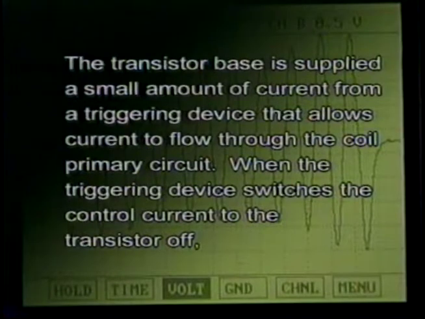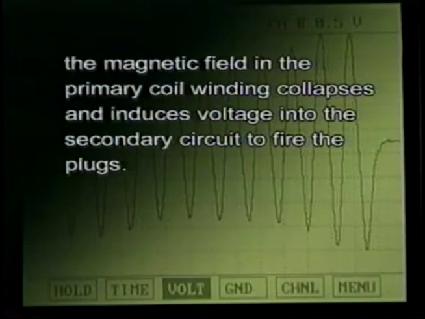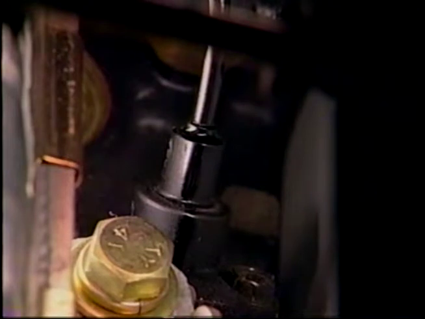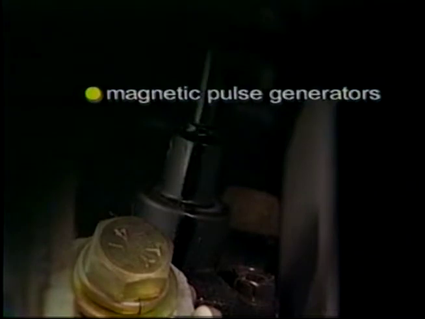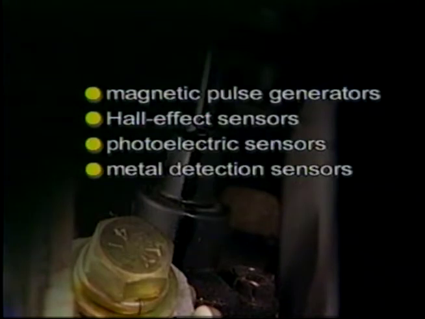The transistor base is supplied a small amount of current from a triggering device that allows current to flow through the coil primary circuit. When the triggering device switches the control current to the transistor off, the magnetic field in the primary coil winding collapses and induces voltage into the secondary circuit to fire the plugs. Position sensors that determine the crankshaft position are used to control the flow of current to the base of the switching transistor. These sensors can be magnetic pulse generators, Hall effect sensors, photoelectric sensors, or metal detection sensors.